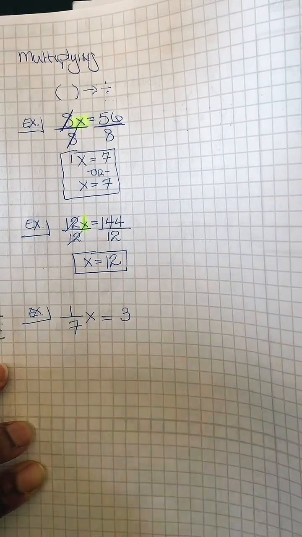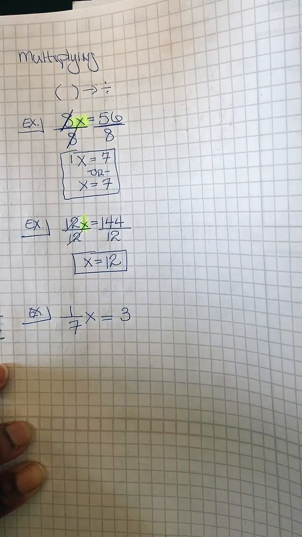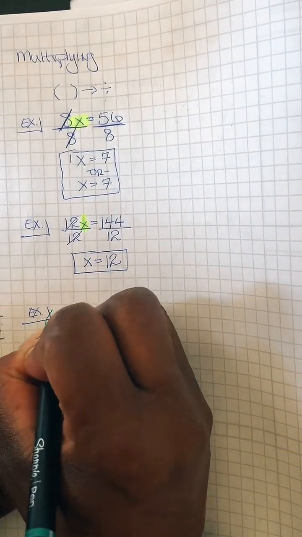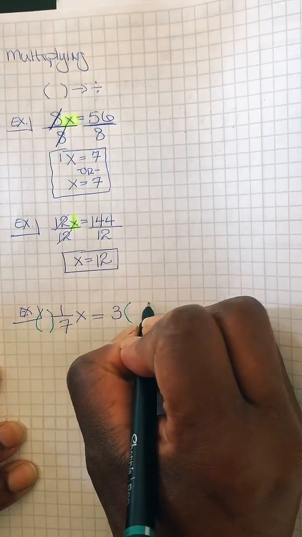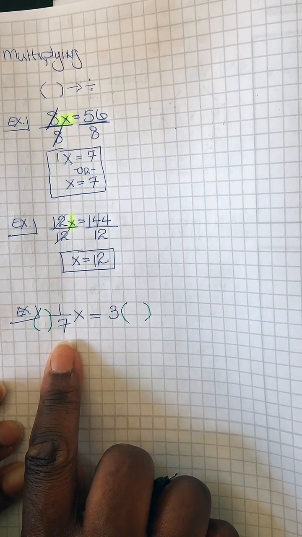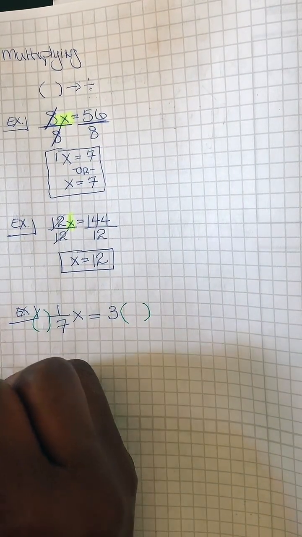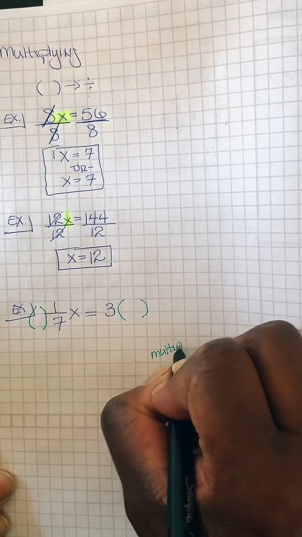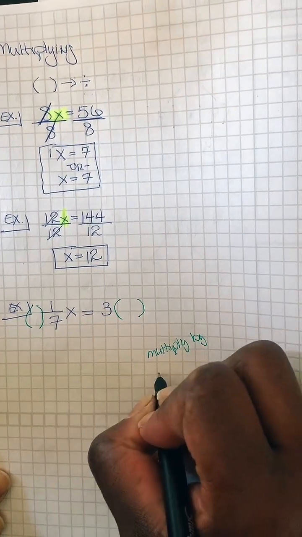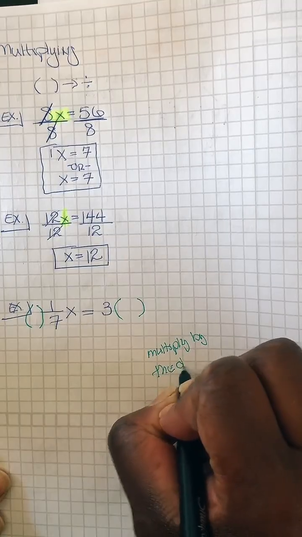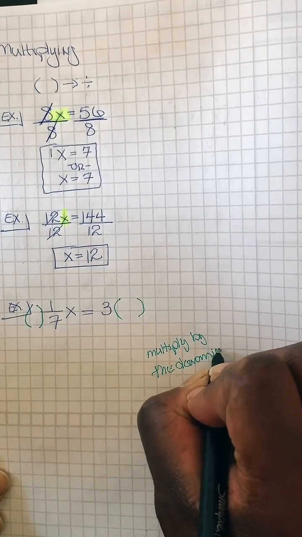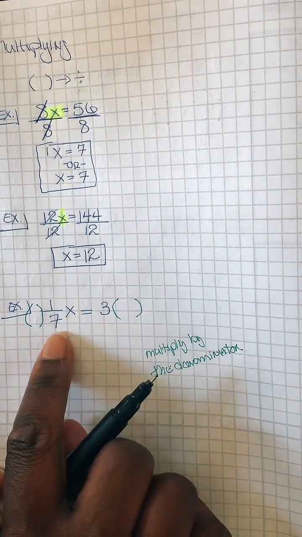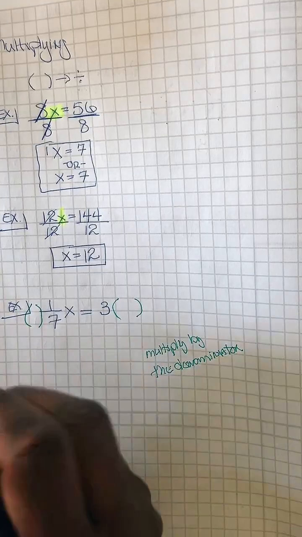You are going to multiply both sides. Let me switch colors here. So I'm going to multiply both sides by whatever the denominator is. I'm going to put it right here. Multiply by the denominator. Okay, so we want to multiply by whatever the denominator is. In this case, it's a 7.